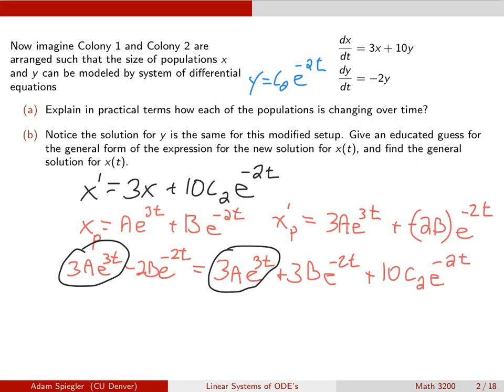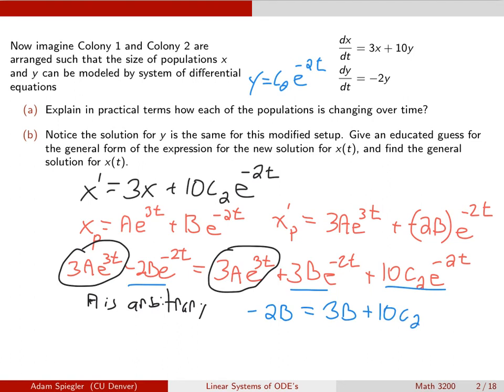So what I see from this is that a is arbitrary, which is good because if we're finding a general solution, then we should have some arbitrary constants in our solution. And then we can match up all of the e to the minus 2t terms. So that's the remaining 3 terms. And so from that, we can see on the left side, I have minus 2b. And on the right side, we have a 3b plus 10c2. So solving for b, because that was our undetermined coefficient, we get that b is actually equal to minus 2 times c2.